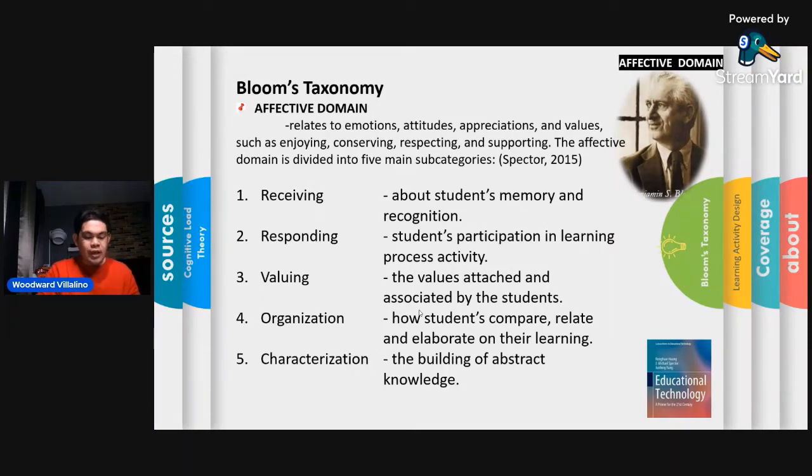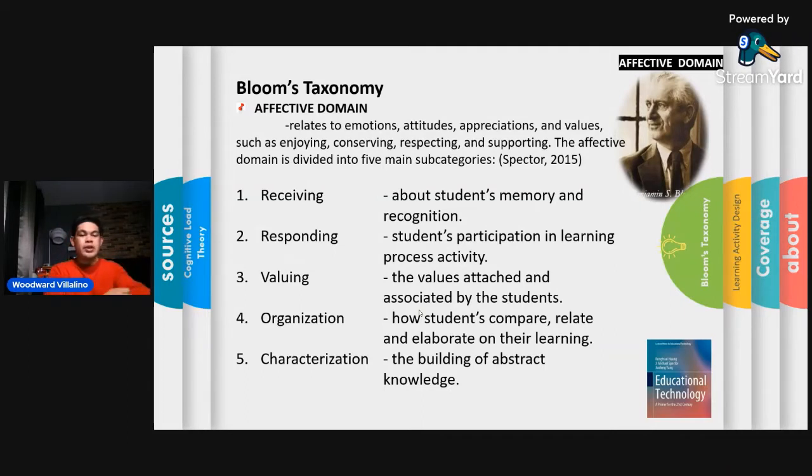So, receiving: students pay attention passively, and it is about the student's memory and recognition as well. So receiving is about how the students recognize it, how the students memorize it. Without receiving, there is no learning at all. There will be no learning that will occur. So it is important that there is a particular receiving, the attitude or the emotion or the appreciation or the value of receiving, so that we'll be able to start learning.